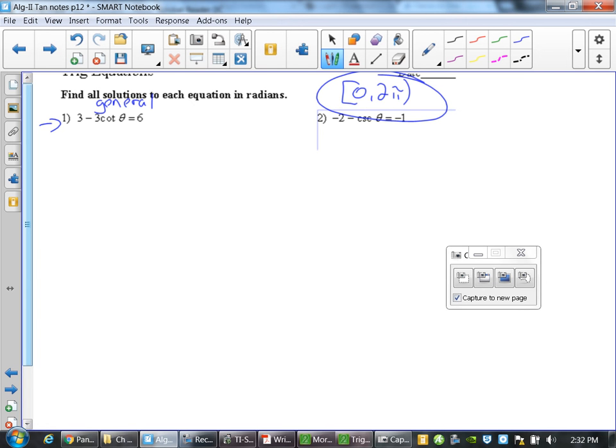3 minus 3 cotangent theta equals 6. Divide by 3? Can't do that. Subtract 3 first and then divide by negative 3. So, what's 6 minus 3? 3. What's 3 divided by negative 3? Negative 1. Cotangent is the reciprocal of tangent. So tangent of theta is, what's the reciprocal of negative 1? Negative 1.